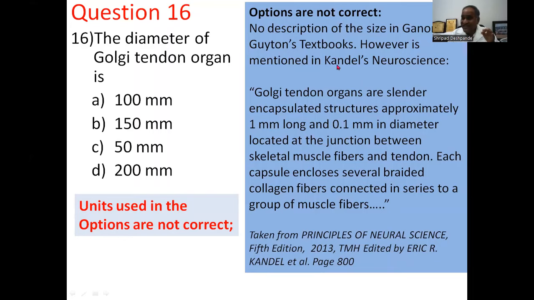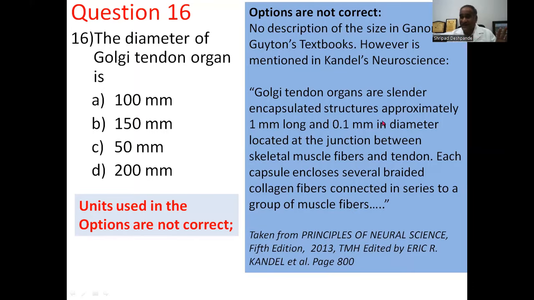However, in Kandel's textbook of neuroscience, they mention it: the Golgi tendon organs are slender, encapsulated structures, approximately 1 millimeter long and 0.1 millimeter in diameter. You got the point there. 0.1 millimeter, so if it is 100 micrometers, this will be the correct response. They are located at the junction between the skeletal muscle fibers and a tendon. Each capsule encloses several braided collagen fibers connected to a group of muscle fibers.